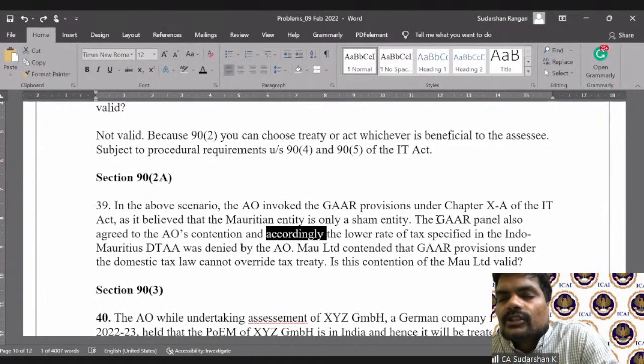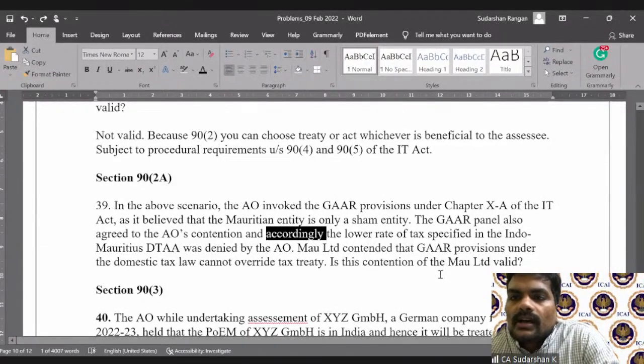So the AO must go and take this case to the GAAR panel. The GAAR panel will scrutinize the transaction. And if the GAAR panel feels that, yes, this transaction is done to avoid or evade taxation, they can agree with the AO and say, yes, please invoke the GAAR provisions under Chapter 10A and recharacterize or nullify the transaction.